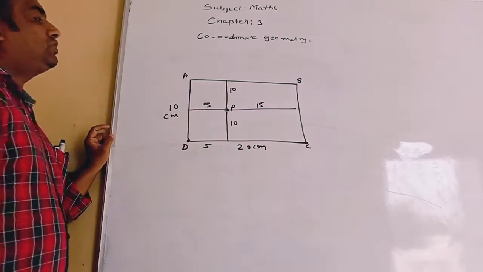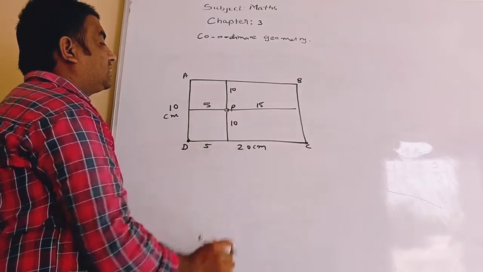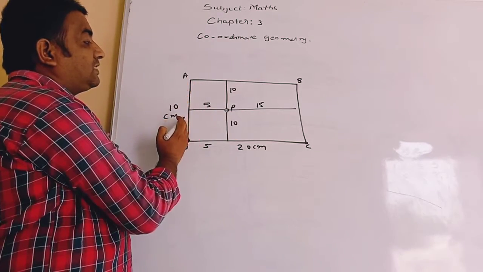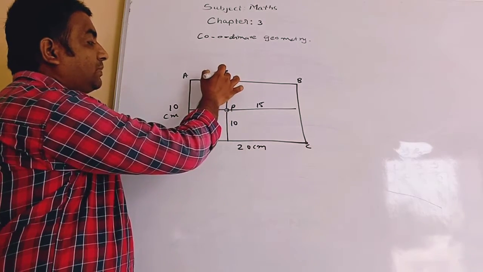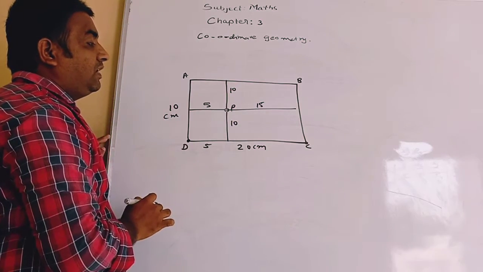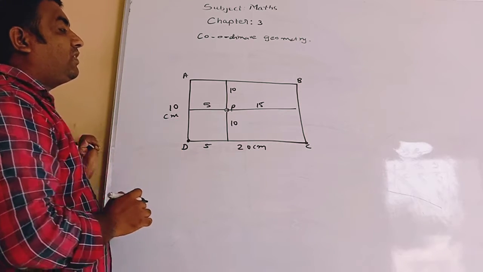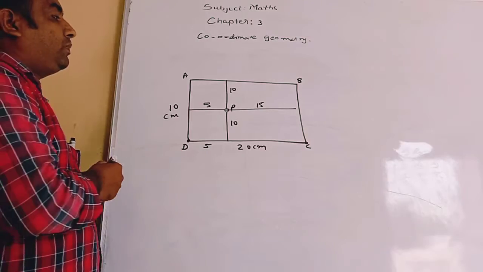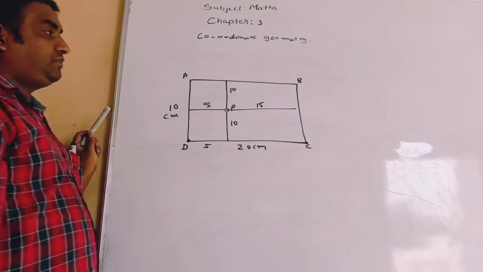In the same way, somebody uses A as a reference point, then they can locate the position of P as 5 centimeter away from the right side of the AD line, and 10 centimeter below the AB line. So in this way we can represent the position of point P on the surface ABCD in different ways.